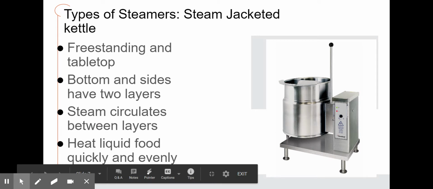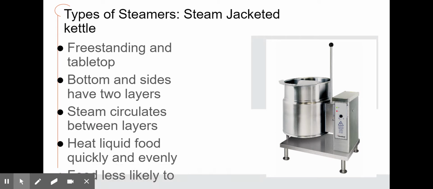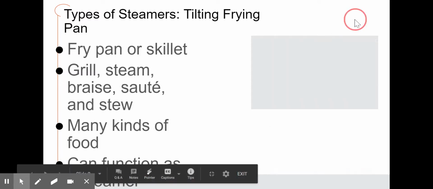Next, we have a steam jacketed kettle. So with this one, the food is actually cooked directly down inside the pot. You can have a freestanding one, a big giant one that's on the floor, or you can have a tabletop one like what's pictured here. The bottom and the sides have two layers, and essentially the steam circulates between the layers, and this is a great way to heat food quickly and evenly, and most importantly, the food is less likely to burn. So the food is not directly touching a heat source. And these things are wonderful. I'd love to have one for the classroom to do things like chili and soups.